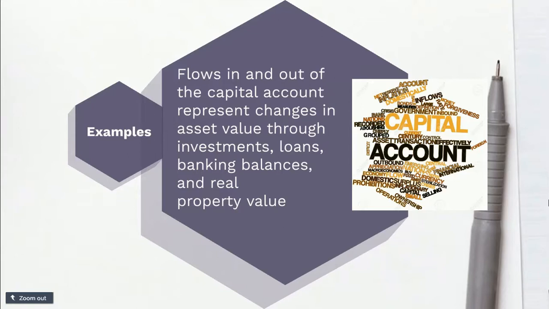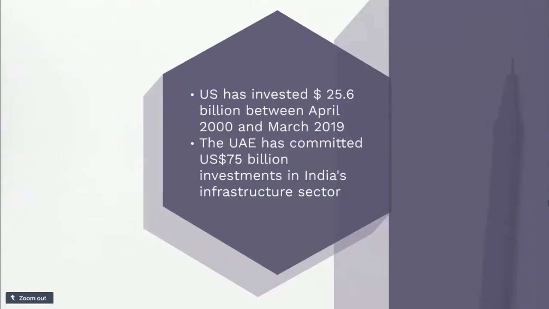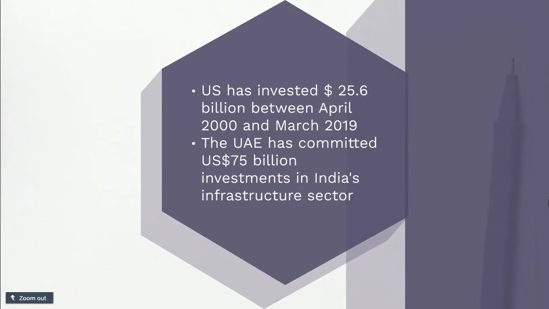Some investments by foreign countries are also included in this account. For example, the US has invested $25.6 billion between April 2000 and March 2019. So in these 19 years, the US has invested $25.6 billion. This will not be taken into the current account. Over this long period of 19 years, this amount will be taken under the capital account.